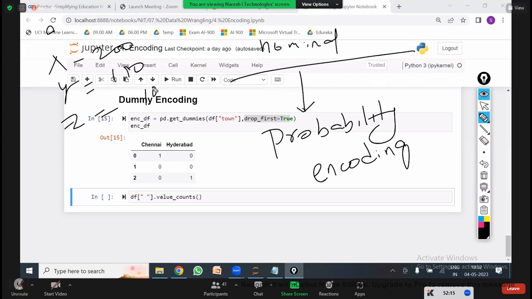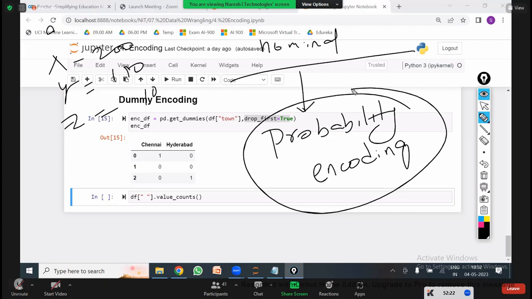For doing the nominal encoding, probability encoding. How to do the probability encoding? This concept will be applied when we have a large number of categories, and inside them some categories have very limited numbers of values. Only in that case is this concept applicable. Now what we are going to do is divide each one by the total. The total is 400.